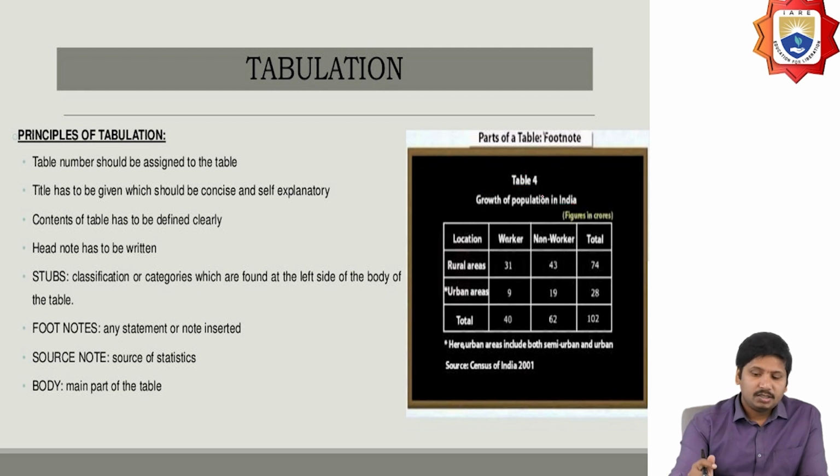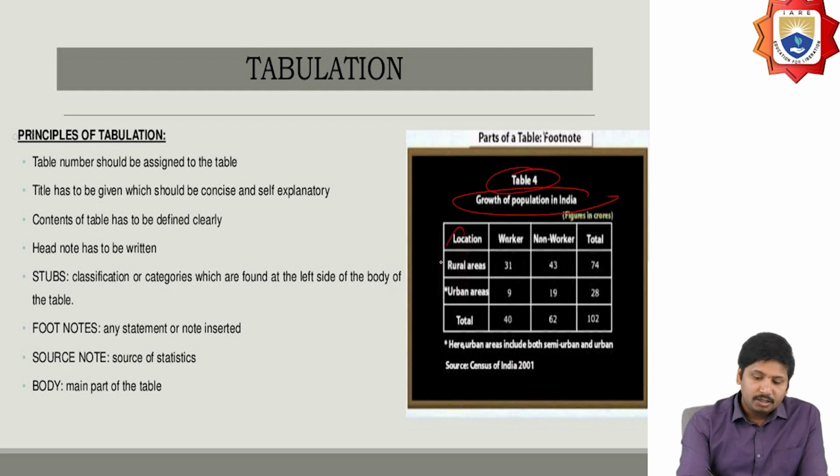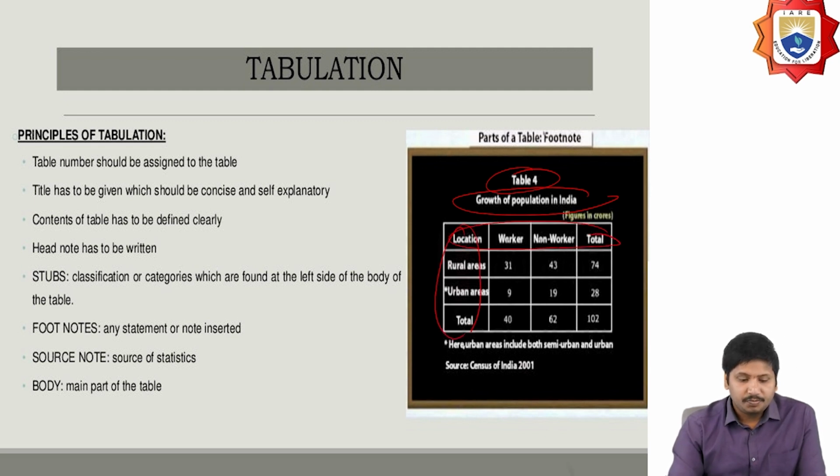So the first thing is that you have to mention the table number and clearly give the table name. The contents of the table have to be clearly specified, what it is meant for, and a head note is to be written. Stubs and footnotes for any statement are inserted, and the source note and body should be the main part of the table.